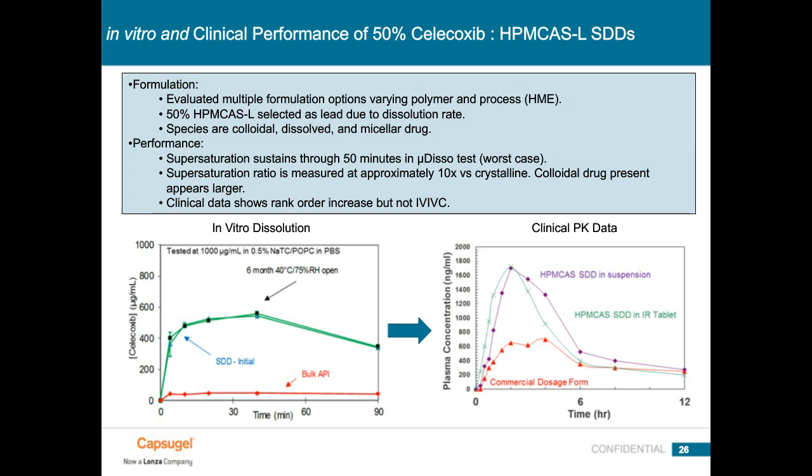On the right-hand side is the clinical PK data comparing the SDD dosed either as a suspension in purple or as a tablet in green to the commercial dosage form, which is a crystalline powder and capsule. We can see an almost 3-fold enhancement in Cmax and about a 2-fold enhancement in AUC in the clinic. So here an optimized SDD performs quite well and gets close to full bioavailability in the clinic.